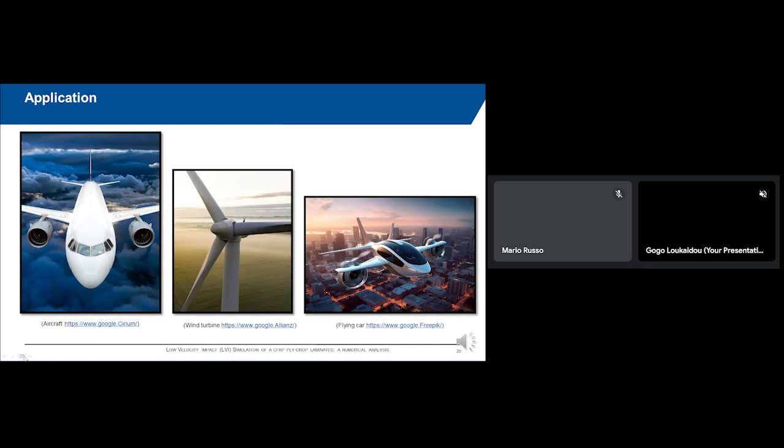The application of this kind of research, this kind of material, is very wide, from aerospace to energy to urban air mobility, because nowadays urban air mobility is being developed. Urban air mobility is about eVTOLs, so like cars that are able to fly.